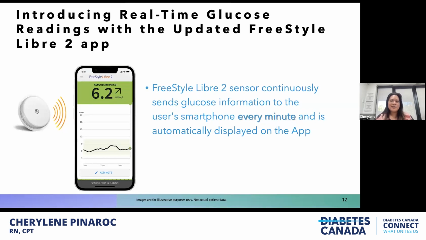Basically, with the reader, we still have to scan to pull the information from the sensor to see our values. But with the Freestyle Libre 2 application on your phone, it sends the glucose information to your smartphone every minute, and it's automatically displayed on the app. So there's no more scanning.